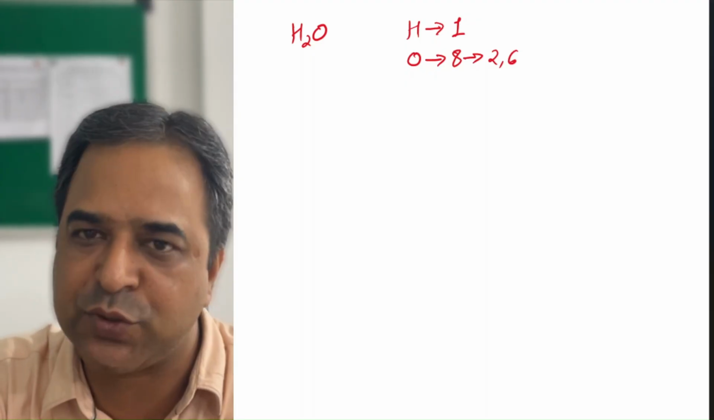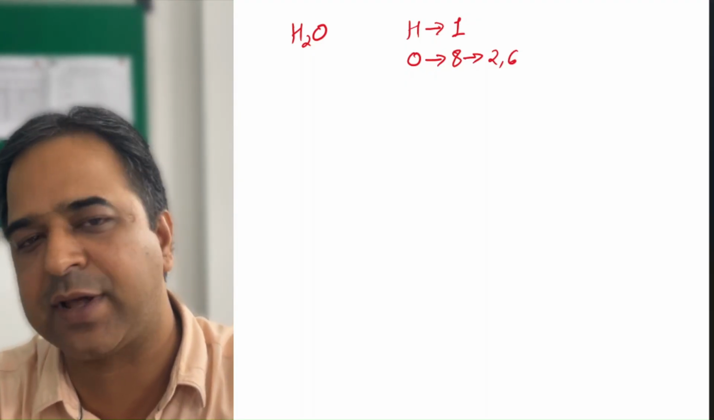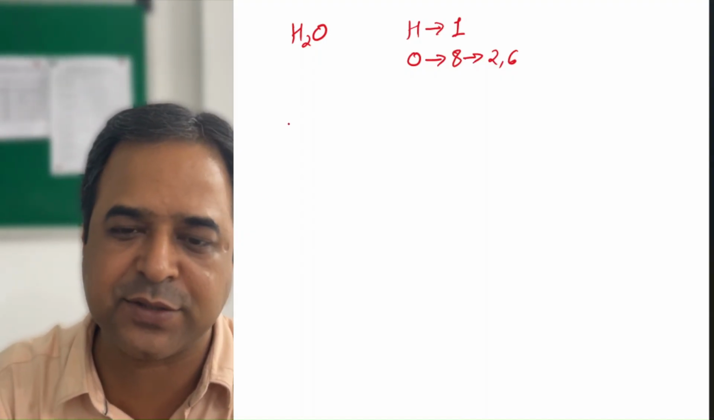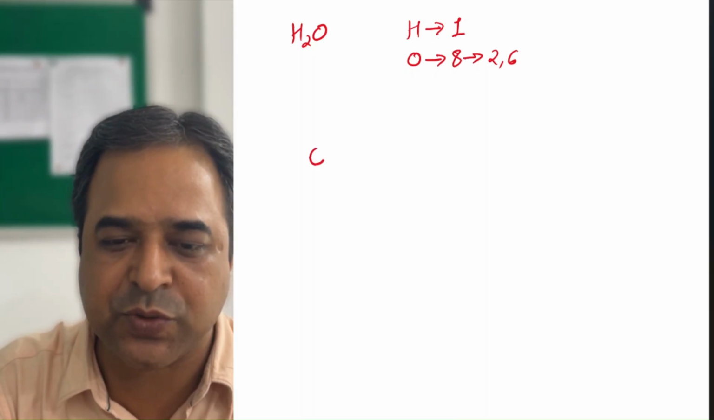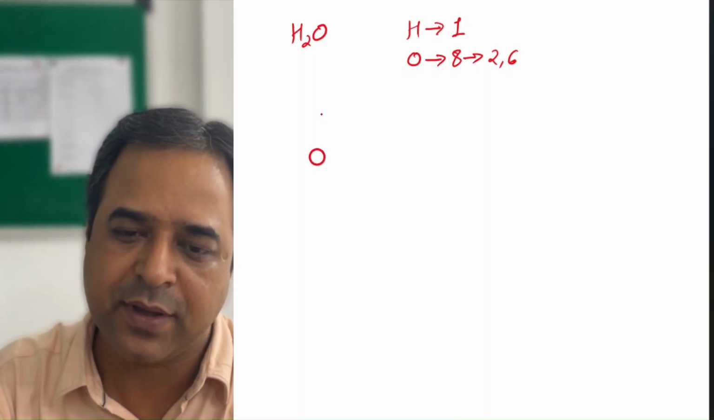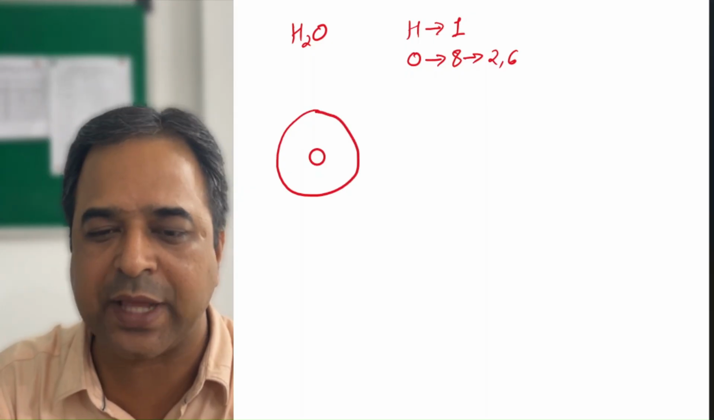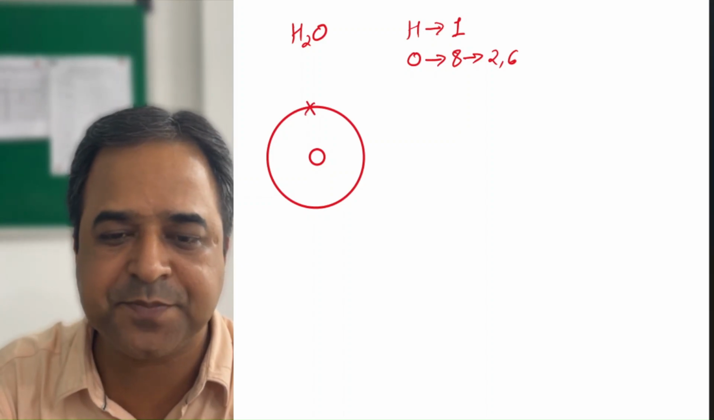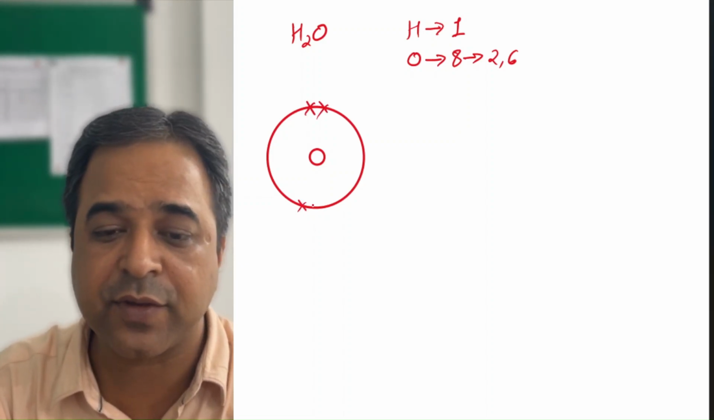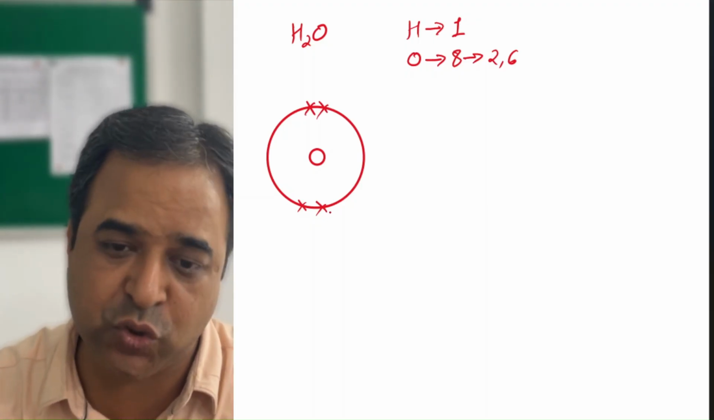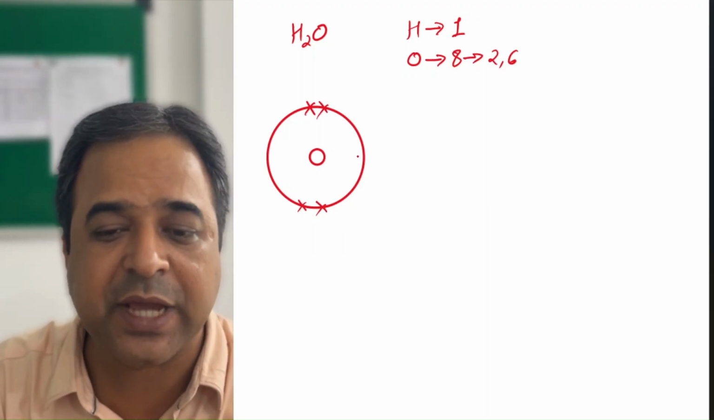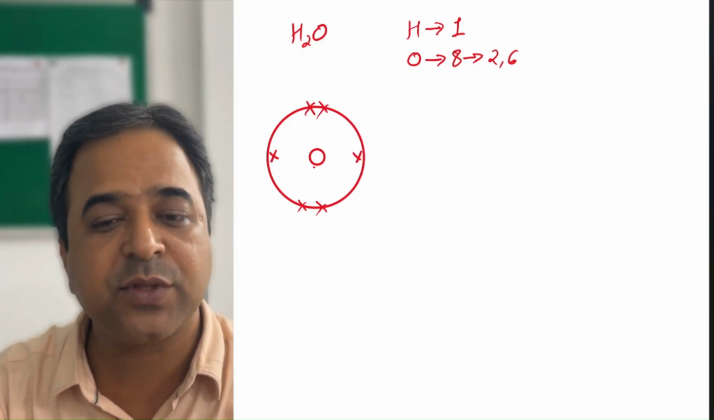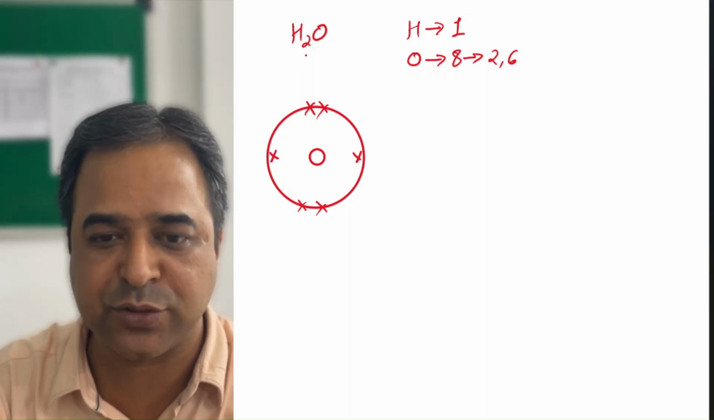Hydrogen, to complete its duplet condition, is in need of only 1 electron, while oxygen is in need of 2 electrons. So see what is going to happen if I show this oxygen with its outermost shell, how many electrons? 6 electrons. It is in need of how many electrons? 2 electrons. So it will be sharing its 2 electrons only. So with whom is it going to share? It will share with hydrogen.